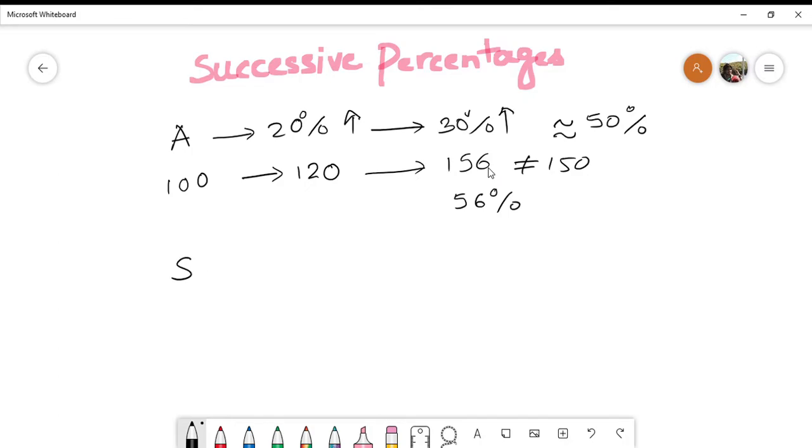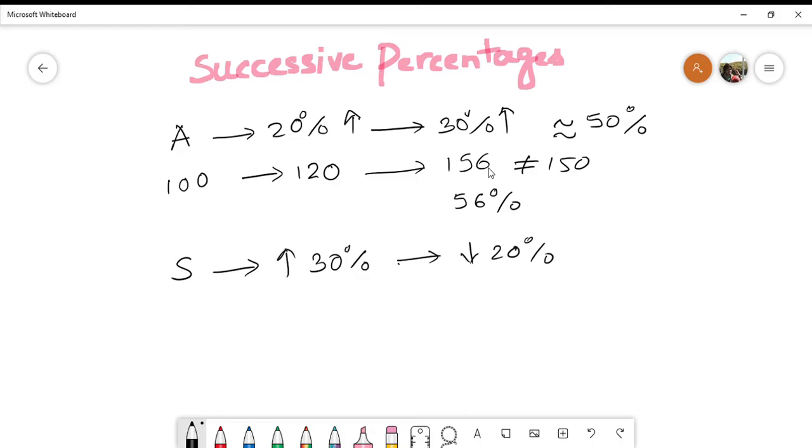Similarly, there might be questions like, for example, the value of a stock. Let's say I had a stock, the value of the stock increased by 30% in the morning, and then it got decreased by 20% in the evening, right? So what is the overall change in the price of the stock? Did it increase or did it decrease? What is the overall percentage change in the value of the stock, right?